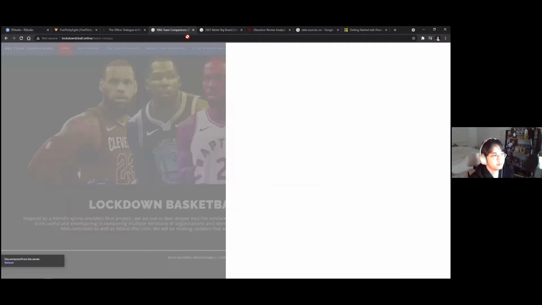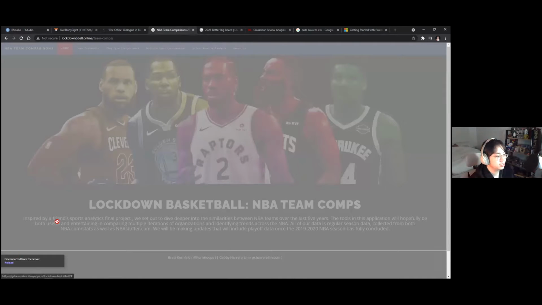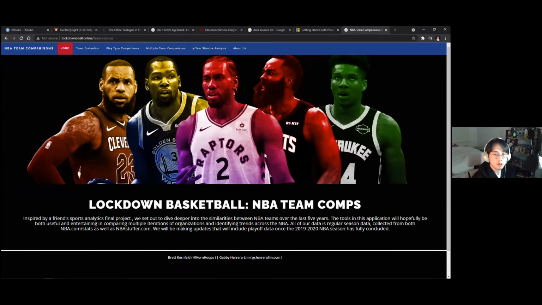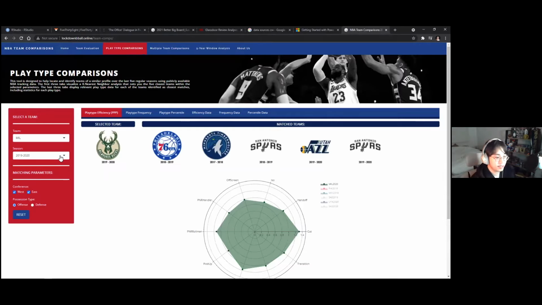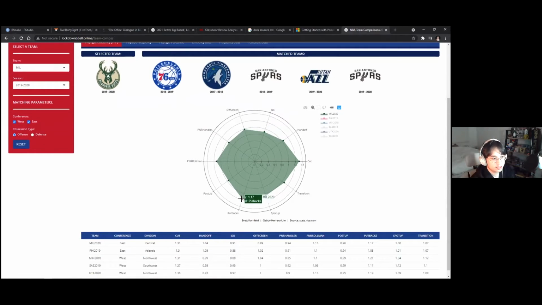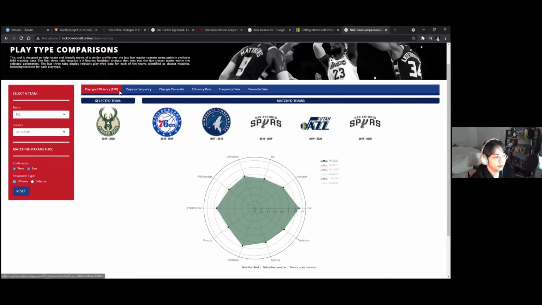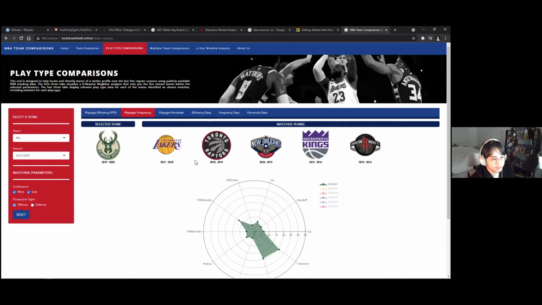Web apps. So, for example, in this first one, it's called NBA Team Comp. Basically, what you can do from this web app is identify trends and certain teams that you can compare with one another. For example, play type comparisons. If you have Milwaukee from the 2019-2020 NBA season, you want to see which teams from the past few years are the most similar to them based on their offensive plays. For example, if you want to compare them based on their efficiency, or based on the frequency of plays that they run. So these are the teams that are most similar to them, no?